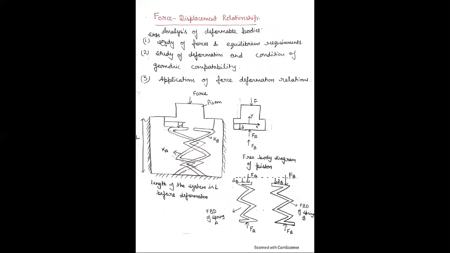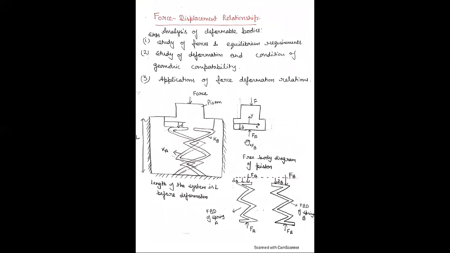Now, in the figure, delta is the deformation, and delta A and delta B are the deformations in springs A and B respectively. The first step is the study of forces and equilibrium requirement. We know that F is equal to Kx. Force is directly proportional to displacement. Therefore, Fa is equal to Ka delta A in spring A, where K is the spring constant and delta is the deformation, meaning displacement. And Fb is equal to Kb delta B, where Kb is the spring constant of spring B and delta B is the deformation in spring B.